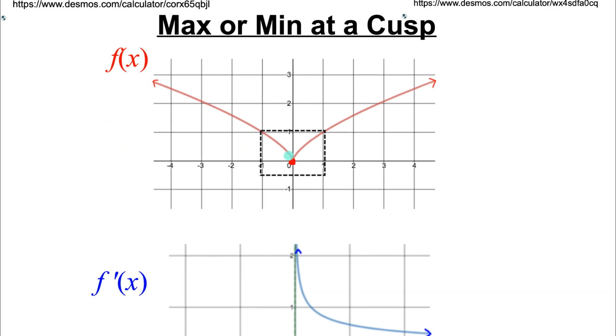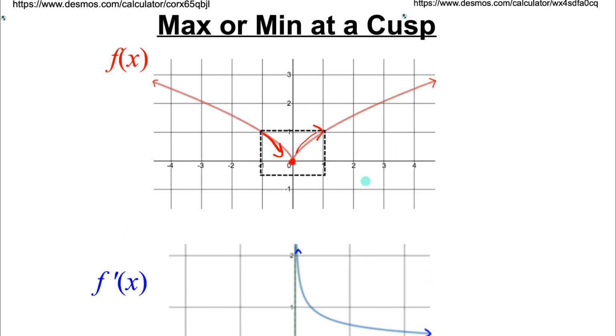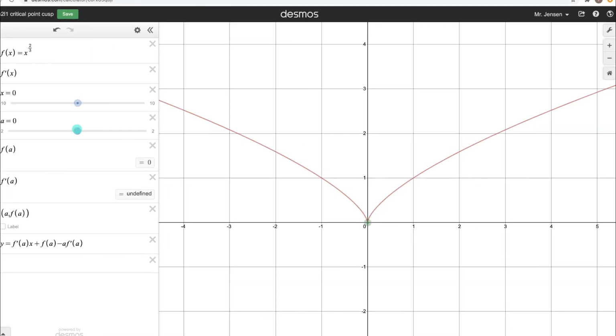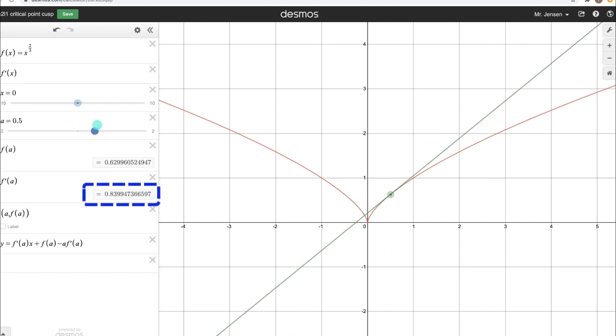But before that cusp, the original function was going down to the right, and after, the original function was going up to the right. So there is a switch. It was decreasing before and increasing after. And look at the graph of the derivative. Negative y values before, positive y values after, which tells us decreasing before, increasing after. And if we look here, the value of the derivative before is negative, the value of the derivative after is positive. So that means it was decreasing before, increasing after, which means there must be a local min at that point.